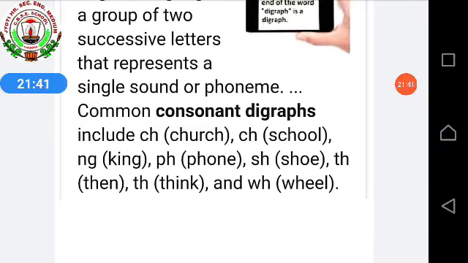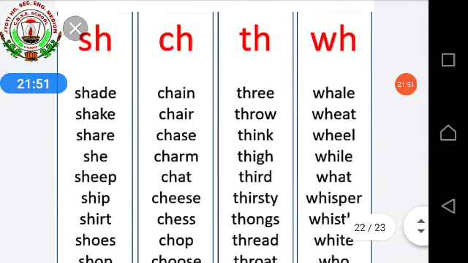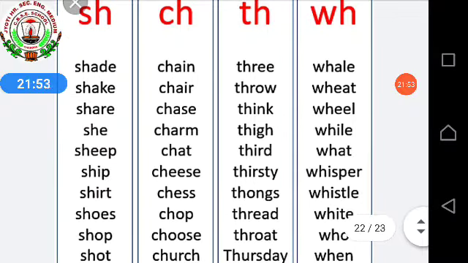Phone, PH. Shoe, SH. Then TH, think. TH, wheel, WH. I hope you all understood. Let's see some of the consonant digraph words.